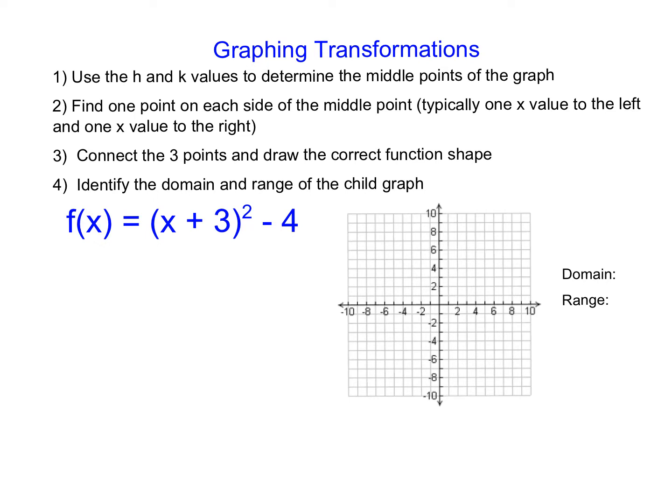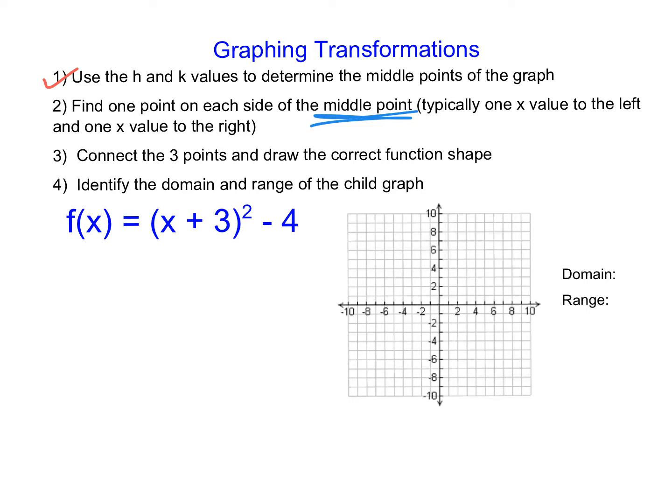So the first thing we're going to do is discuss what h and k do, because we know all parent graphs are centered around this 0, 0 point here. But we know that the h and k values move the graph left and right. So we're going to use our values of h and k to determine where that middle point of the graph is going to be. And then we're going to find points around that middle point.